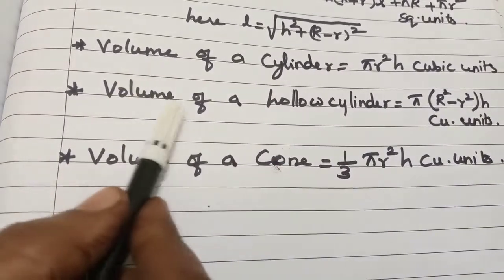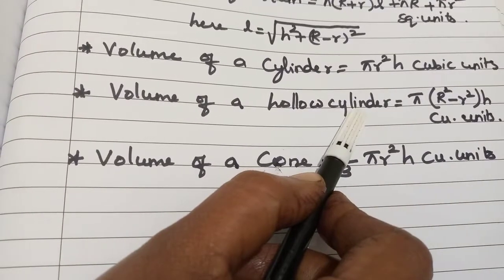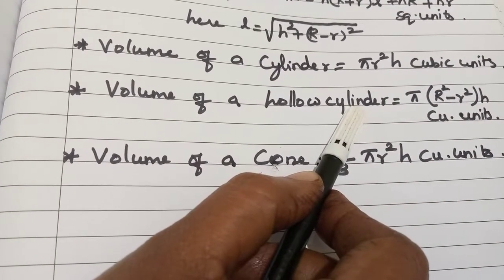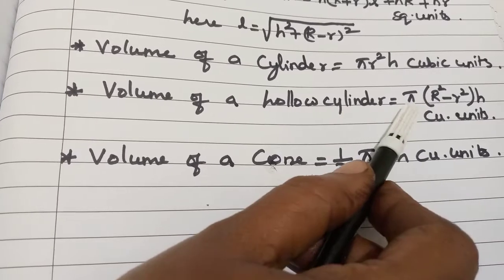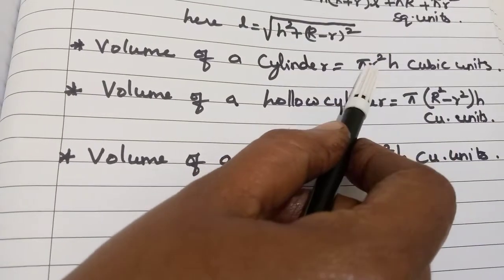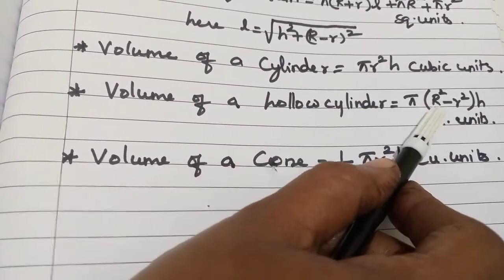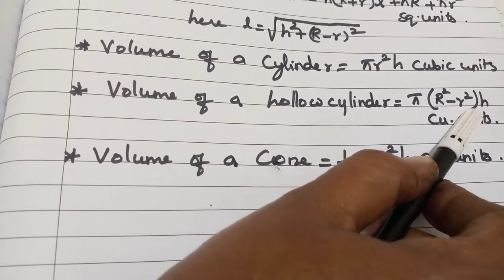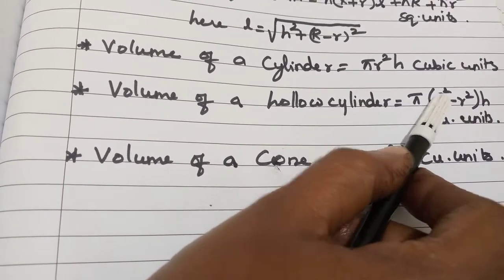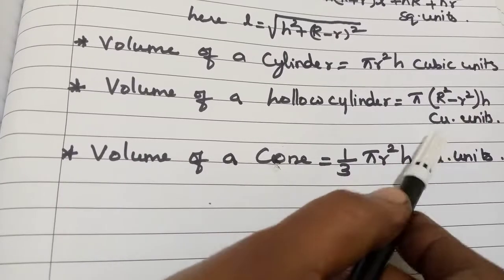Next, volume of a hollow cylinder. Hollow means, as I already told you, there will be the thickness. So pi into, in place of small r square, we have to use capital R square and small r square. Capital R square minus small r square h cubic units.